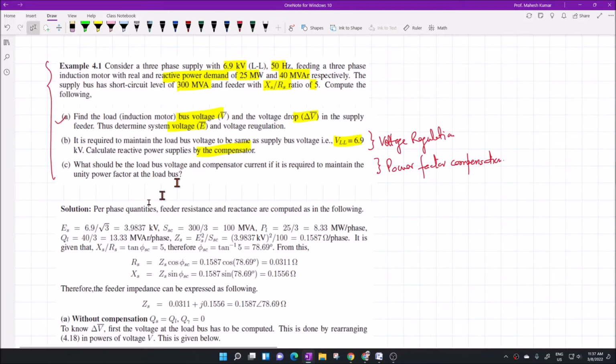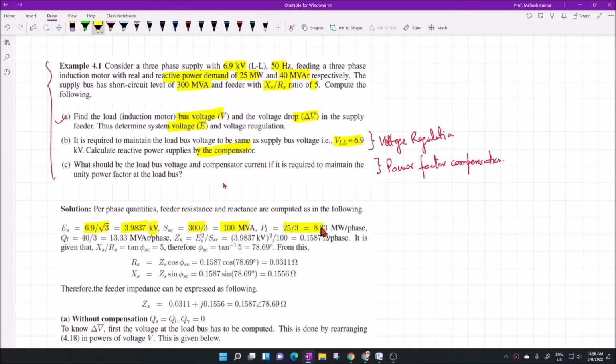Now since it is a three-phase system, either we can solve on a three-phase basis or on a single-phase basis. I will advise you to use the single-phase or per-phase basis. Then you have to transform the quantities to a per-phase basis. For example, the line-to-line voltage needs to be expressed as phase voltage. So 6.9 by root 3 becomes 3.9837 kilovolt. Remember the dimension. And the short circuit capacity per phase is 300 by 3, which becomes 100 MVA.